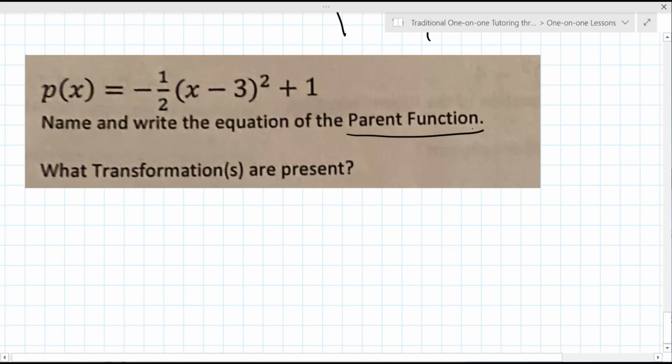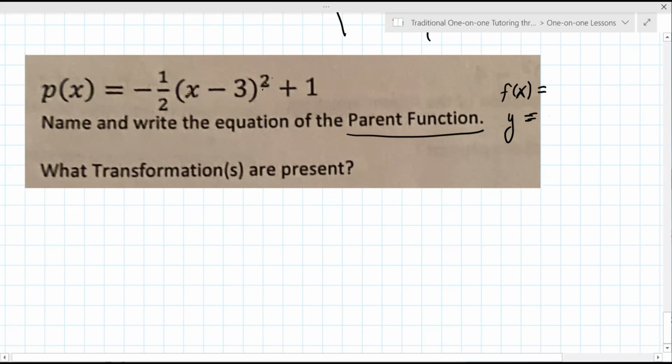What's the parent function for this one? Quadratic. Yes, and how would you write it? Y equals or f of x equals? F of x is fine. Y equals is fine, whichever one you want. This is what matters over here.